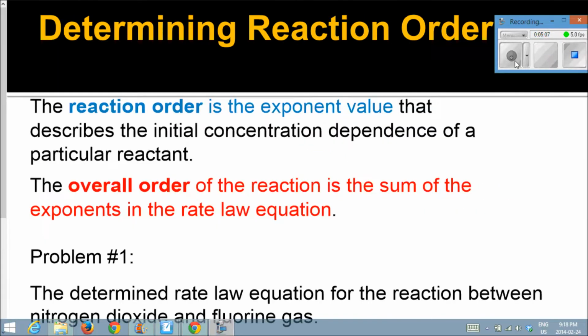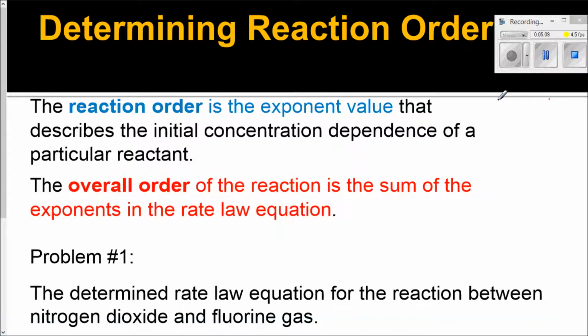We call these exponents that we're looking at, m and n, reaction orders. The reaction order is an exponent value that describes the initial concentration dependence on a particular reactant. So what impact does that reactant have on the rate?